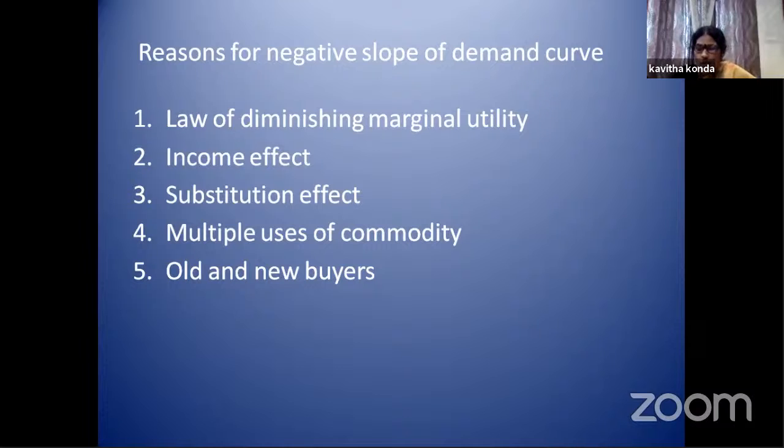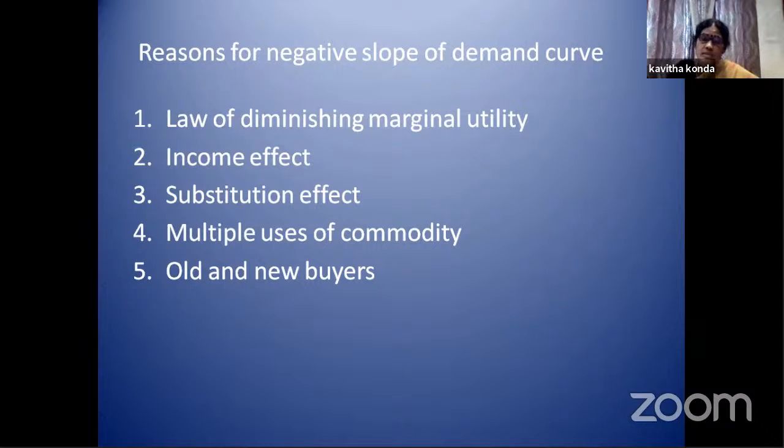How? For example, if the consumer's income is 20 rupees and the price of a commodity is 5 rupees, how many can he get? He can get 4 commodities with 20 rupees. If the price rises to 10 rupees, what happens? He can purchase only 2 commodities with his income. It means his real income is decreasing.